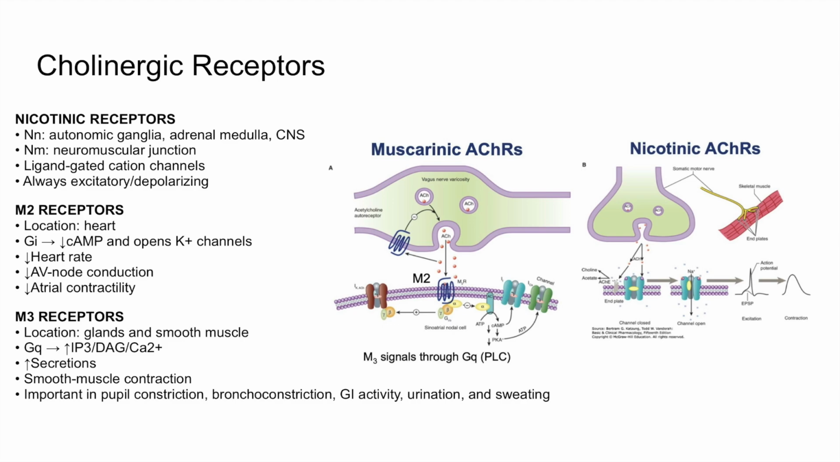Muscarinic receptors are going to be GPCRs, all right, and M2 receptors are especially important in the heart, where Gi signaling lowers cyclic AMP and opens potassium channels, decreasing heart rate, AV node conduction, and atrial contractility. M3 receptors use Gq and increase intracellular calcium. In glands, this increases secretion. In most smooth muscle, it causes contraction. Consequently, M3 activation produces miosis, bronchoconstriction, increased GI activity, bladder emptying, and sweating from sympathetic cholinergic nerves.